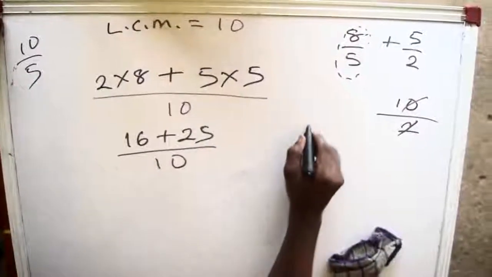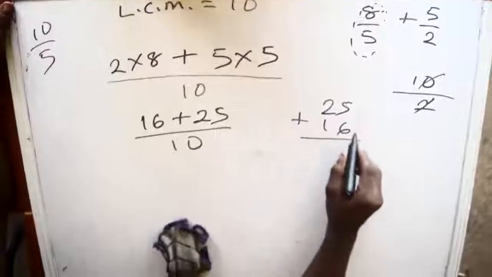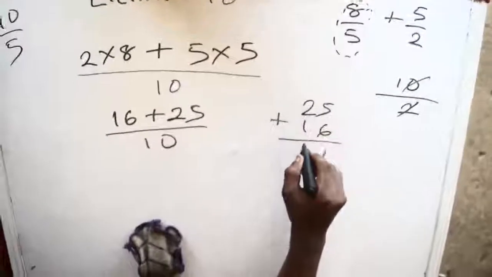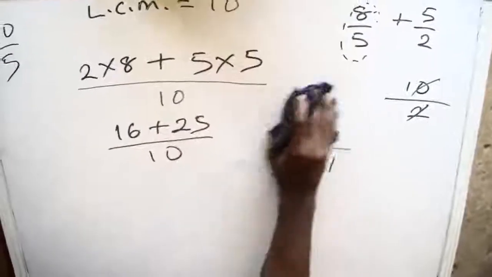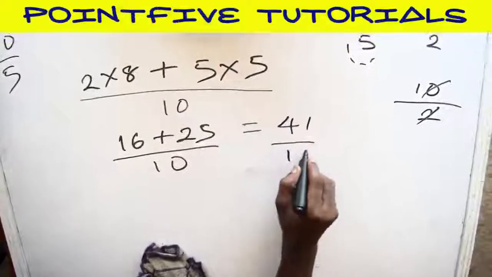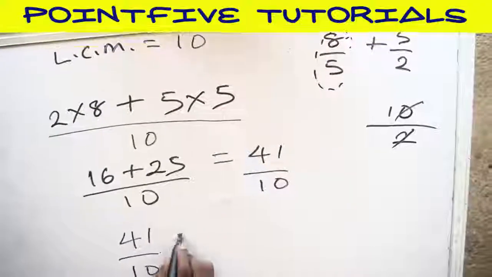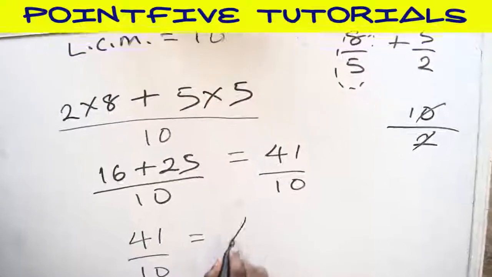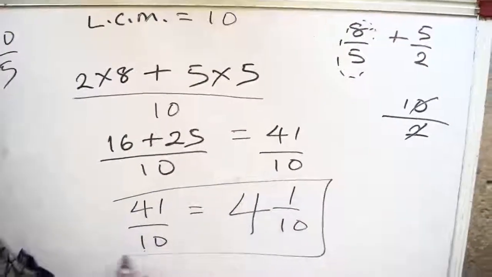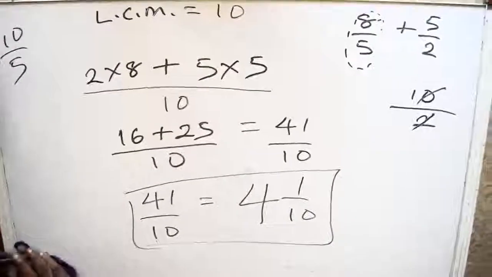When you add 25 plus 16, we have 41. So everything will be 41 over 10. When you convert 41 over 10, which is an improper fraction, to mixed fraction, it is going to give you 4 whole number 1 over 10. So feel free to watch my video that has to do with conversion of improper fraction to mixed fraction.